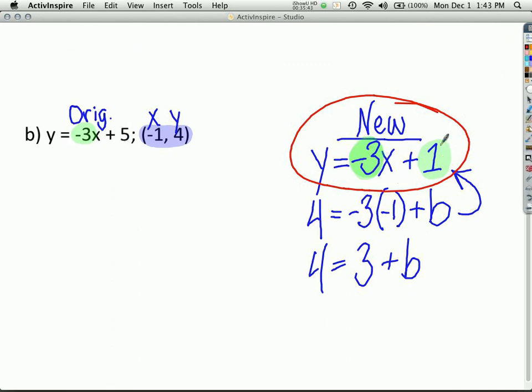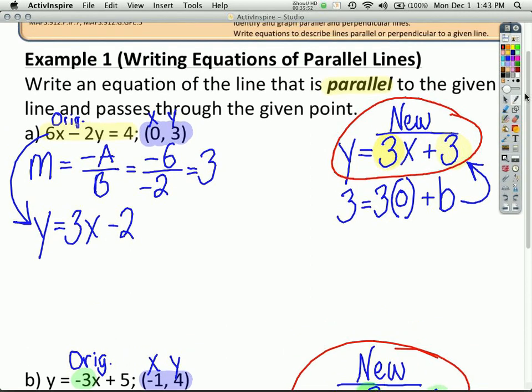Different y-intercept, parallel lines. Any questions about what we did? Any questions at all? All right, let's see how you do on your own.